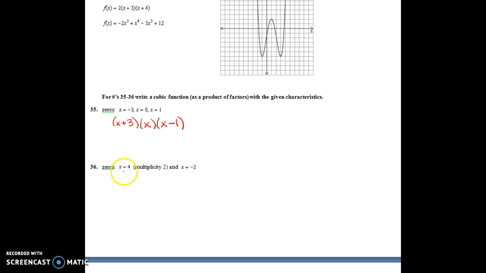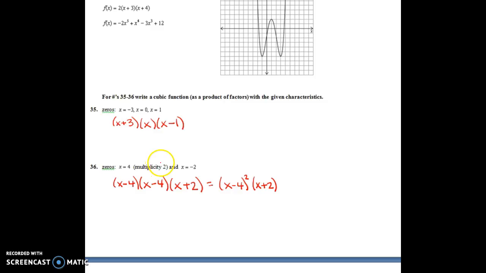You do the same thing for 36. If your x-intercept is a positive 4, that would be a factor of x minus 4. If it says it has a multiplicity of 2, that just means that there are 2 of them. And then if you have an x-intercept of -2, that gives you a factor of x plus 2. So those are two more simplifying standards. In 36, you could also write this as x minus 4 squared, x plus 2. So in Chapter 3, again, we wrote them first, sometimes we distributed them, etc.